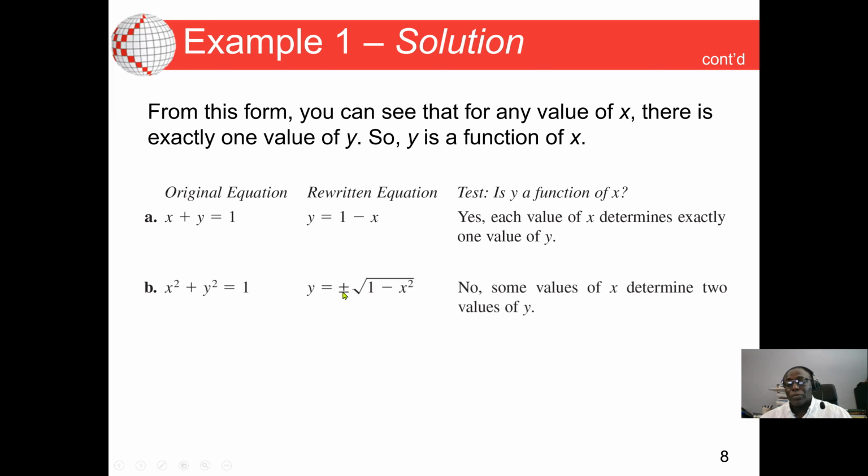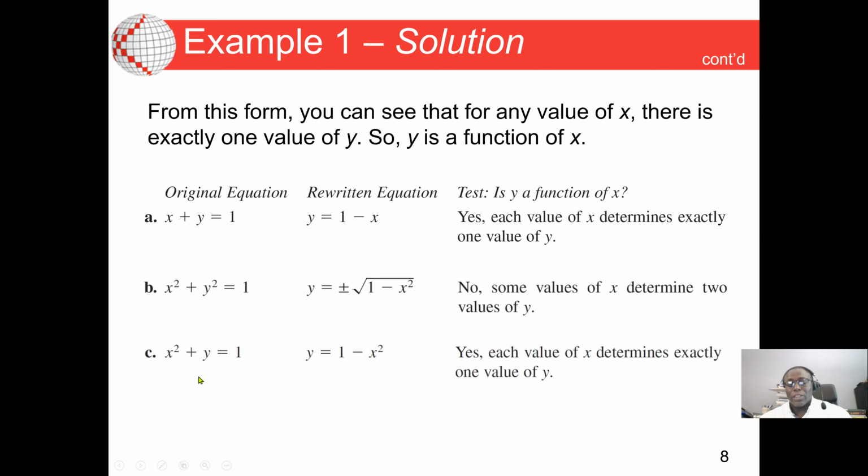The reason is that if we have a value of x to be 2, we can generate a positive or negative answer from the equation. So we may have at least two values for y for only one x value. So that's not a function. We say some values of x will determine two values of y. So it's not a function.